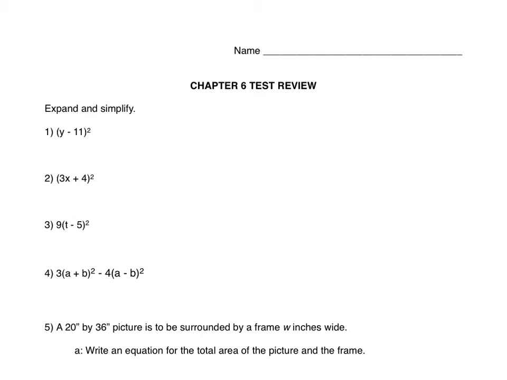Hi everyone. So let's take a look at the first page of the Chapter 6 test review for your test that's coming up this Friday. This whole first section says expand and simplify.